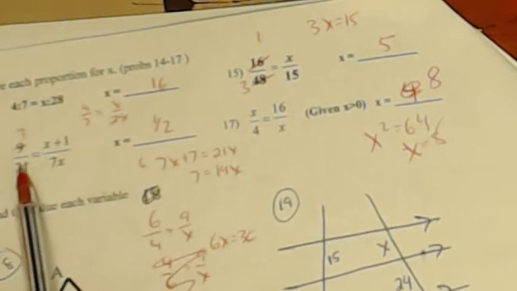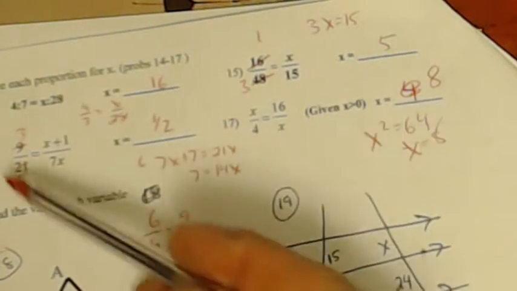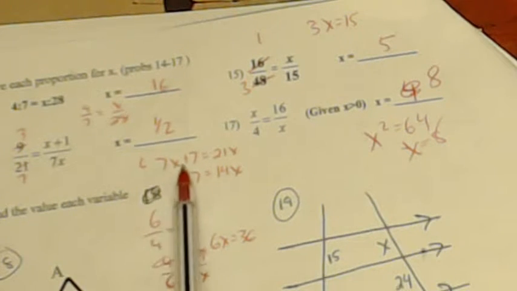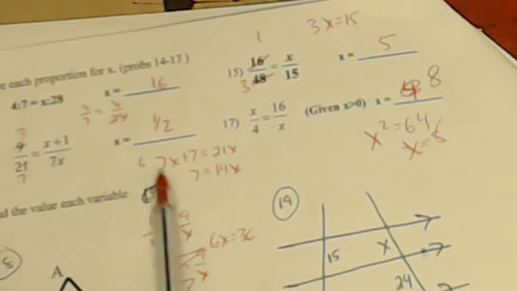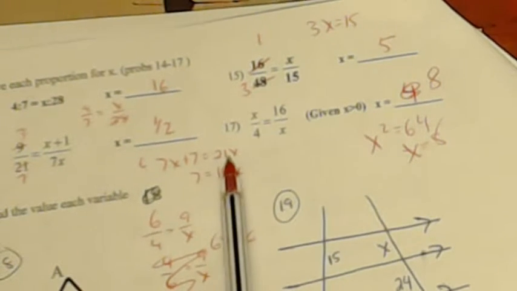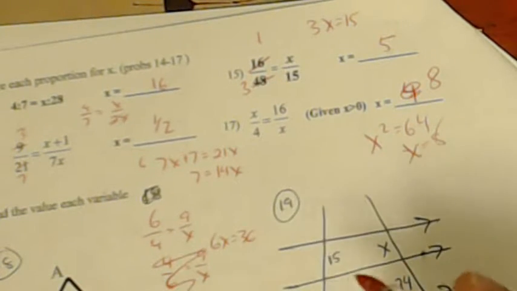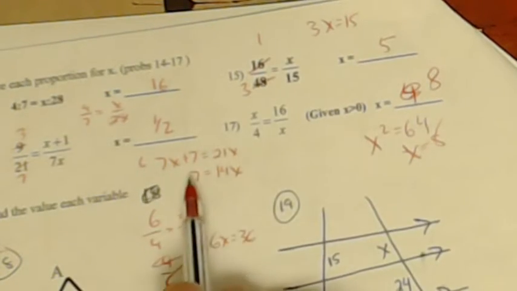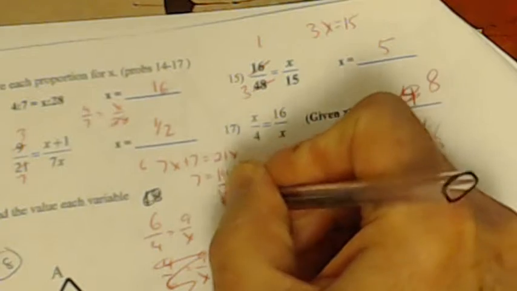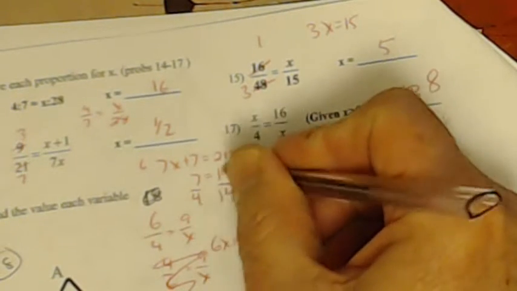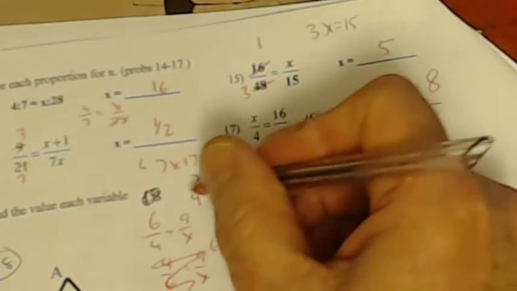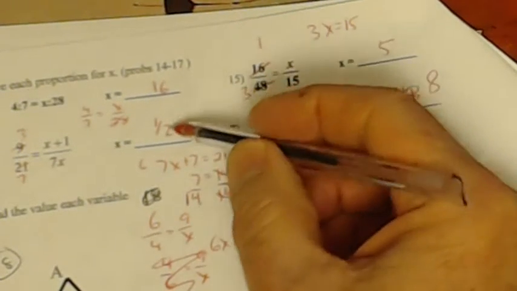On number 16, I reduced the 9 over 21 to 3/7. Then I cross multiplied. I get 7 times the quantity x plus 1 equals 3 times 7x, which equals 21x. Now this is where people made their mistake. We've got 7 equals 14x. You need to divide both sides by 14, and here they cancel, and you've got x is equal to 7 over 14, which is a half.